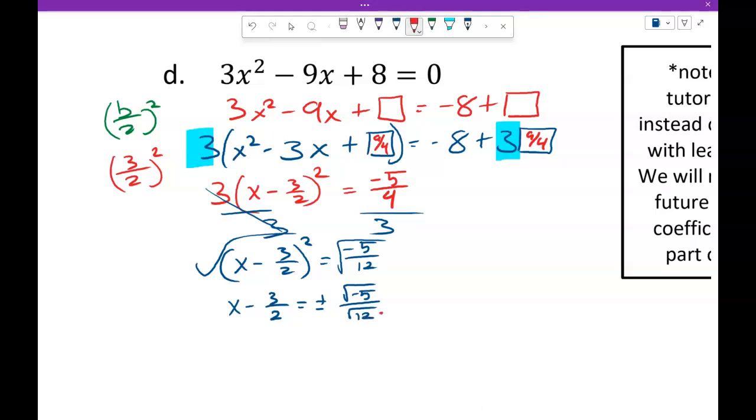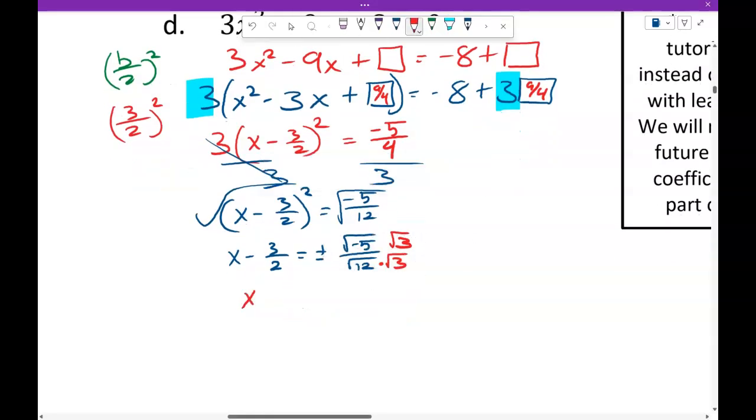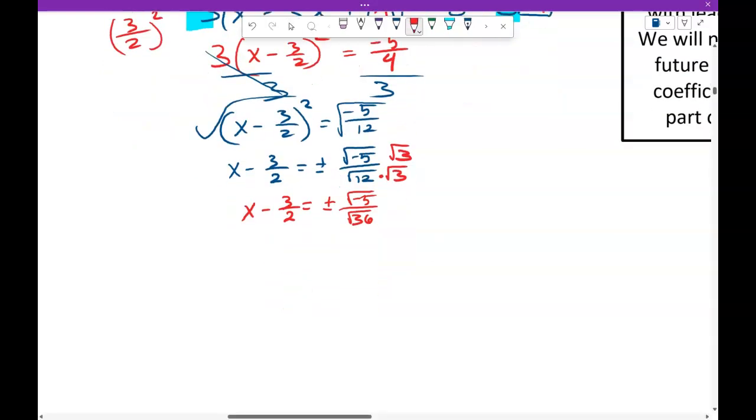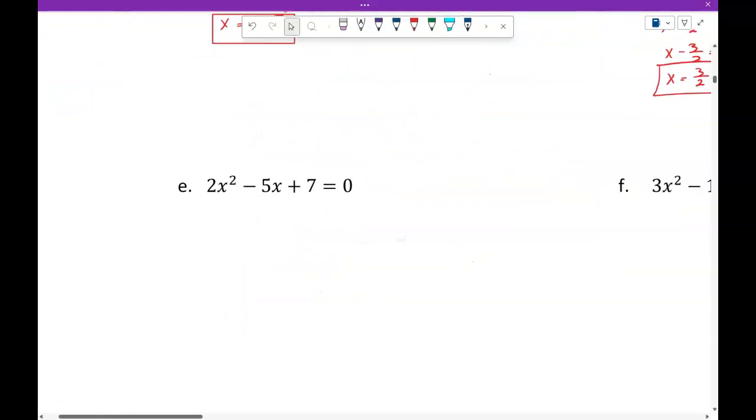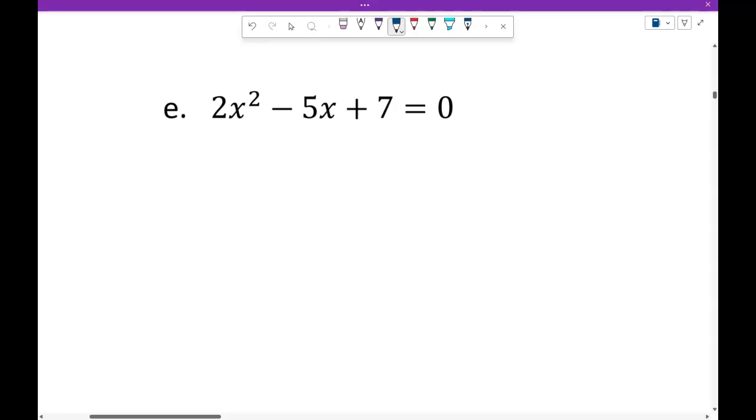In order to rationalize, we can actually multiply by the square root of 3. That gives us a denominator of 36. So when we simplify and also write in i notation, we end up with plus and minus square root of 5 over 6i. And then we just bring our constant over by adding 3/2 plus or minus square root of 5 over 6i. Move our constant.